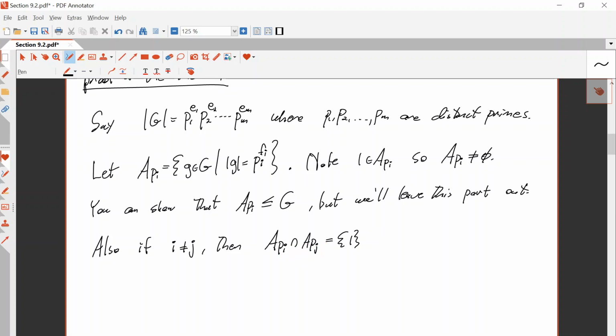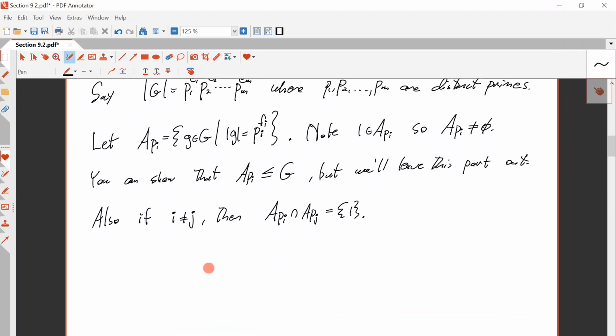Now what am I getting at? Okay, remember from section 9.1, the main result. And I'm going to write it for more than two subgroups. The main result for the theorem of section 9.1 is as follows.